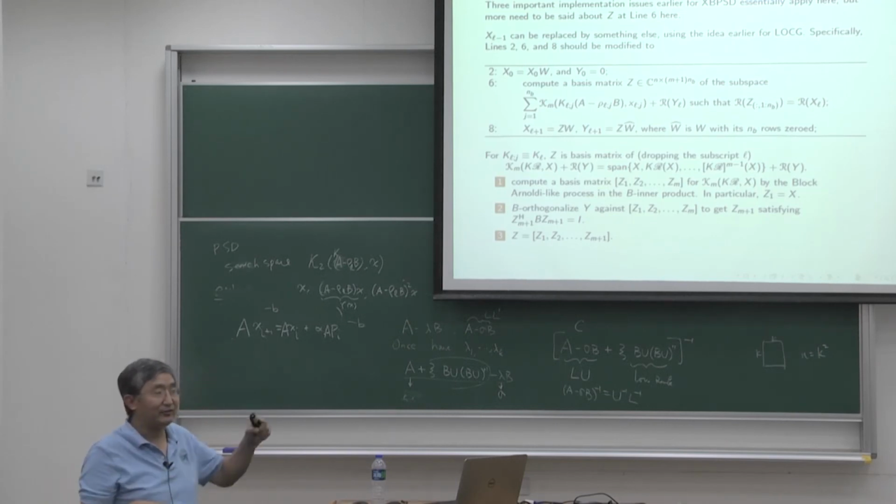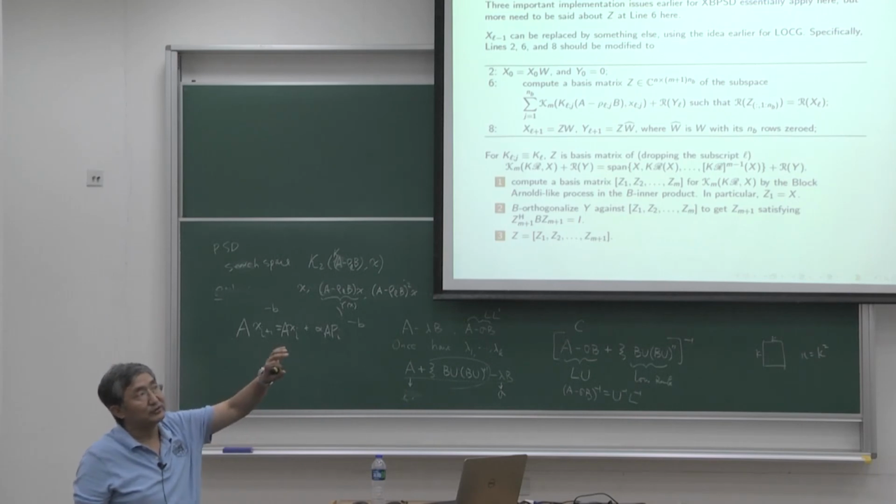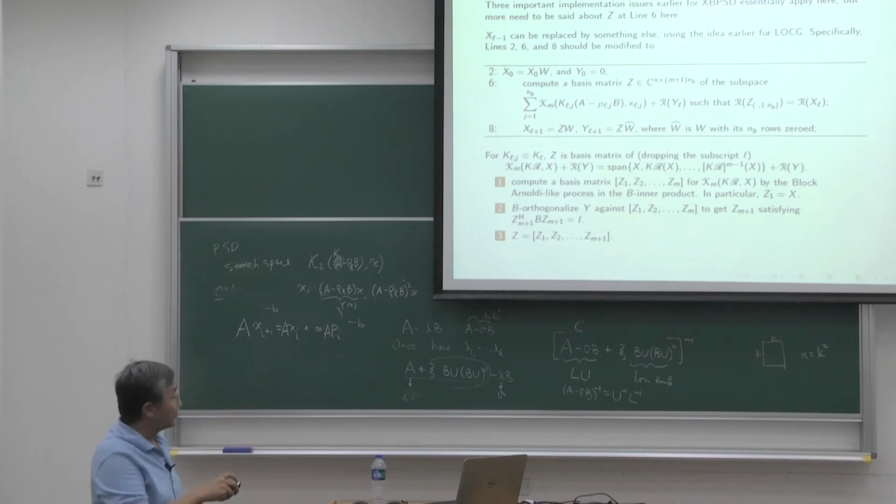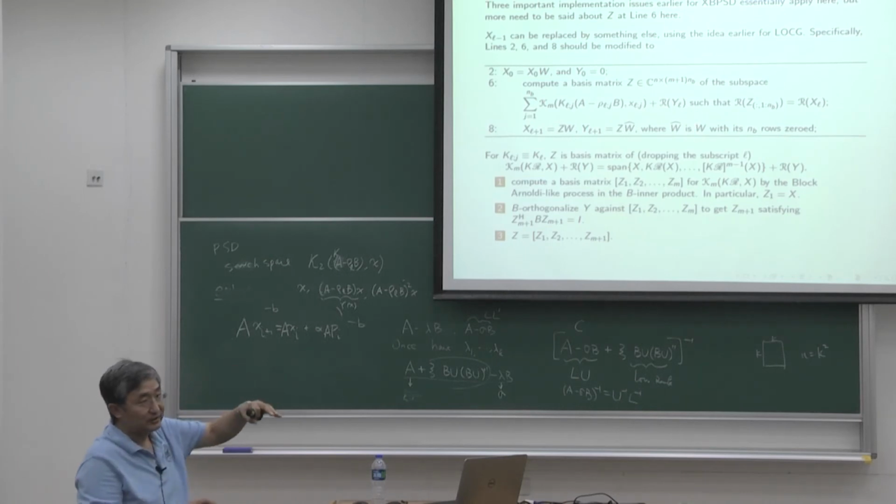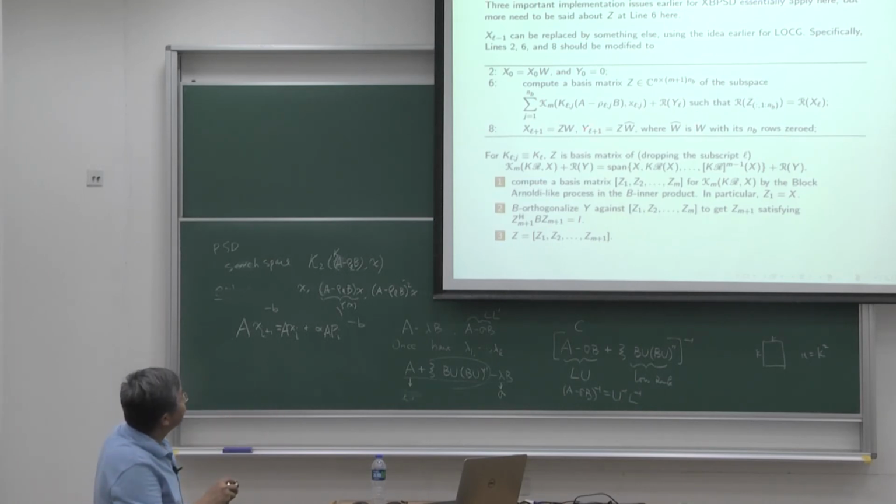V hat is different from v by putting the first entry of v to 0. Here, you're going to put the first n_b rows to 0. And when you do that, this will be the difference. And then instead of x_{l-1}, you put the difference right there. That will make it more numerically stable.